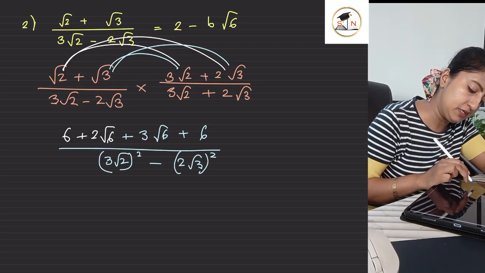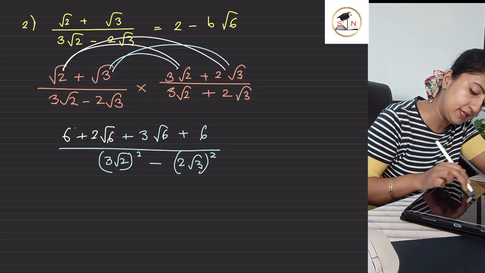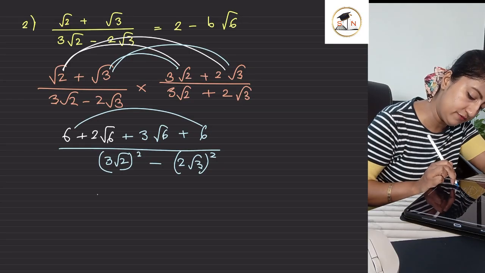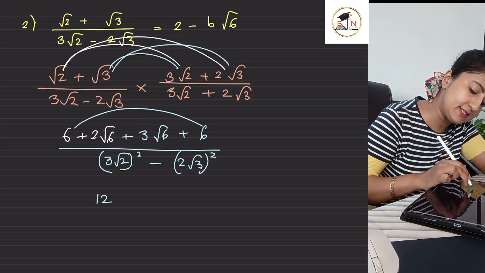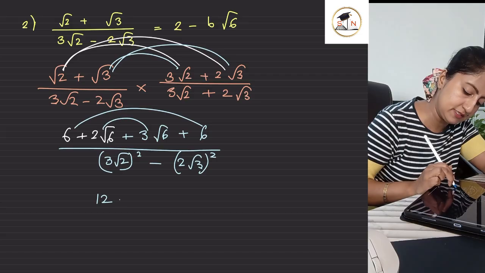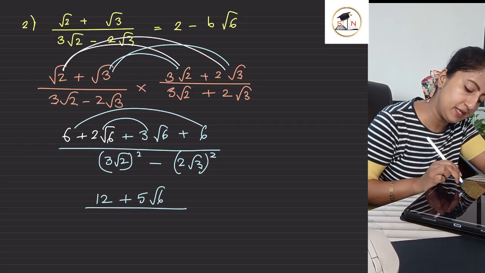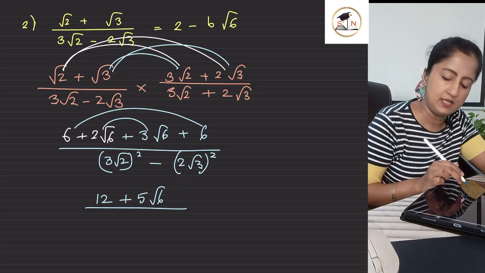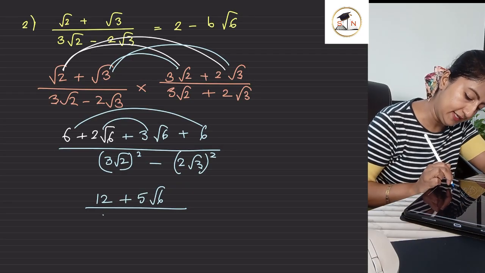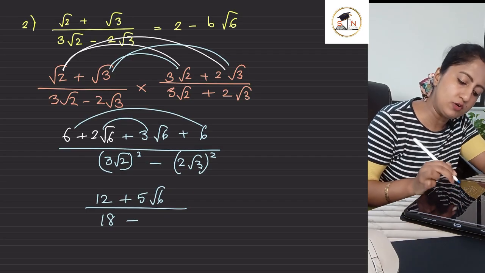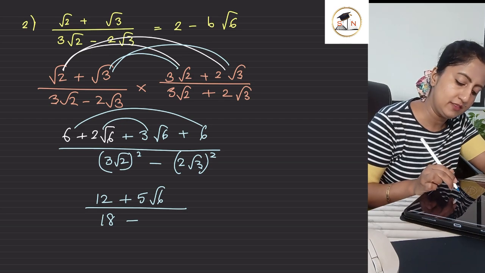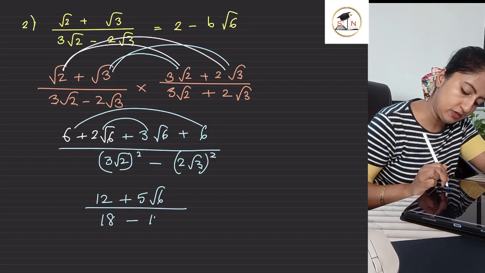Right? अब न्यूमरेटर में हम सिंप्लीफाई करते हैं पहले. 6 plus 6 gives me 12. 2 root 6 plus 3 root 6 becomes 5 root 6. Denominator में क्या मिलेगा? 3 का square is 9 and 9 into 2 is 18. 2 का square is 4 and root 3 का square is 3. So 4 into 3 is 12.